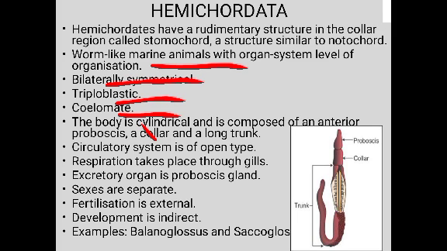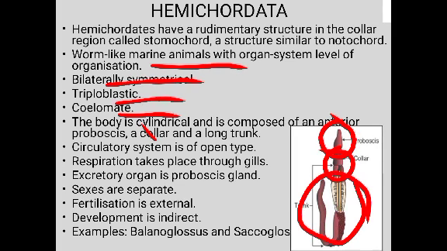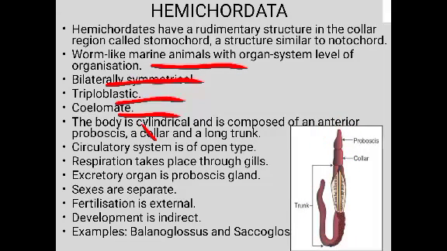The anterior region of the body is called the proboscis. Then it has a collar and a long trunk. So this is the proboscis, this is the collar region, and this much part is the long trunk. These are the three parts of the body of this hemichordate. So the body is cylindrical, and it has an anterior proboscis, a collar, and a long trunk.